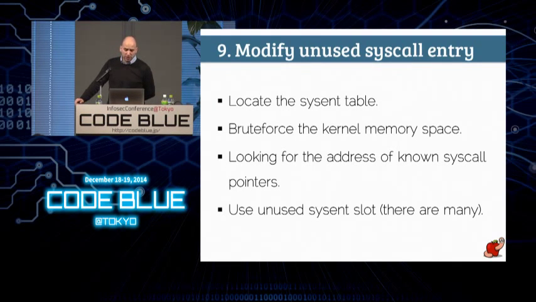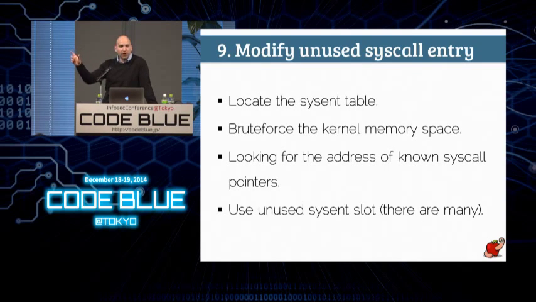call table, I'm using the system call table on this one. What I do is brute force, because you know where the kernel is, you can brute force the kernel space, and you can look for known pointers that you know will be located on the table. And then, there are many system calls that are unused. You can use one of those to put your pointer and start the rootkit.